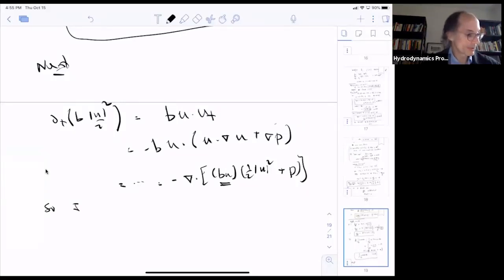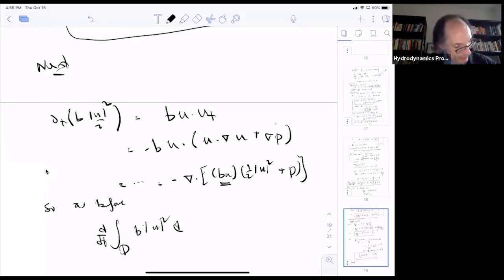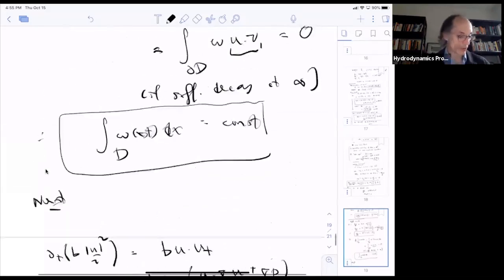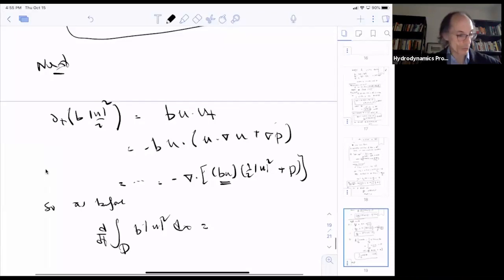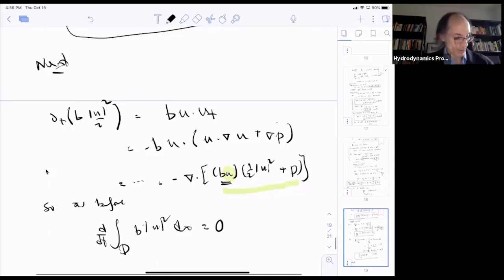So as before, the time derivative of the integral over D of b u squared dx is the integral over the boundary of the dot product of the unit normal with this thing, and the vectorial part of that is exactly this u here, and so I get a u dot nu, and that is equal to 0 by assumption. So this quantity too is constant, and that's conservation of energy.